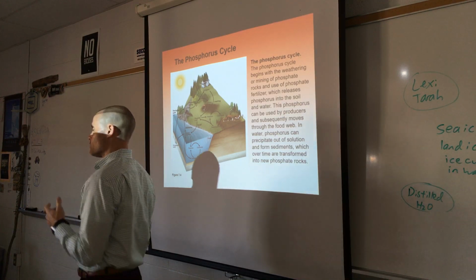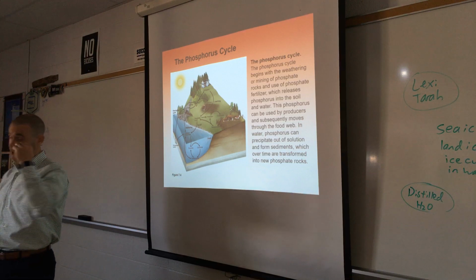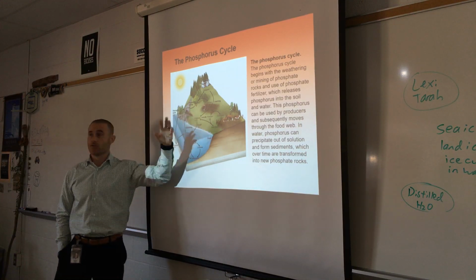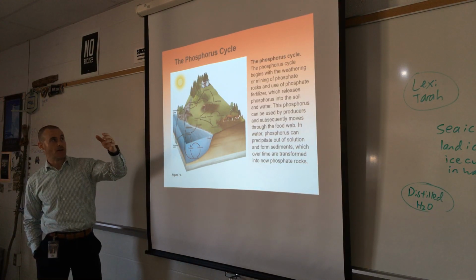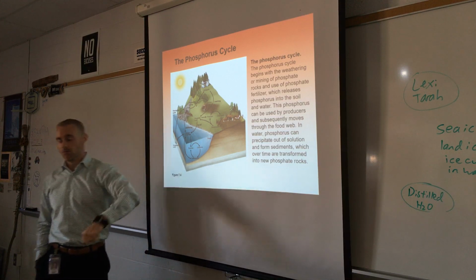Because there's a low level of phosphorus and we're adding a lot more, it's completely disrupting the balance of the phosphorus cycle, creating those algal blooms.